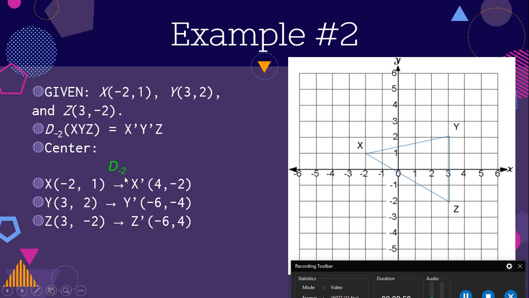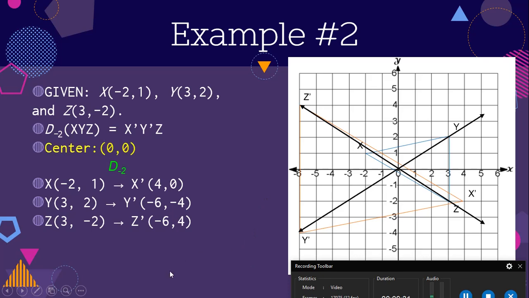And remember what we said prior, we're going to change this and make it twice its size, but the negative is going to flip it over. So there is my new prime image. And to confirm that the center is in fact at the origin, you can connect any point and its image. I'm going to go ahead and connect Z and Z prime. You can see it's passing through the origin. I'm also going to connect Y and Y prime, and that further proves that the origin is my center of dilation. You don't necessarily have to draw the lines on your homework, but this will be helpful for tomorrow as we move forward with more dilations.